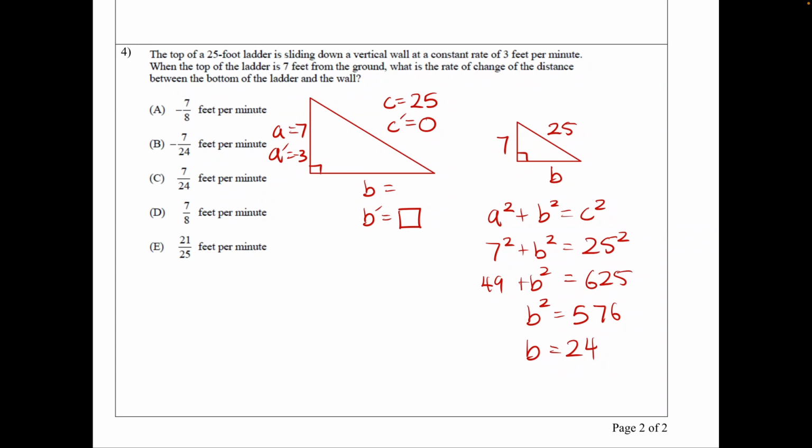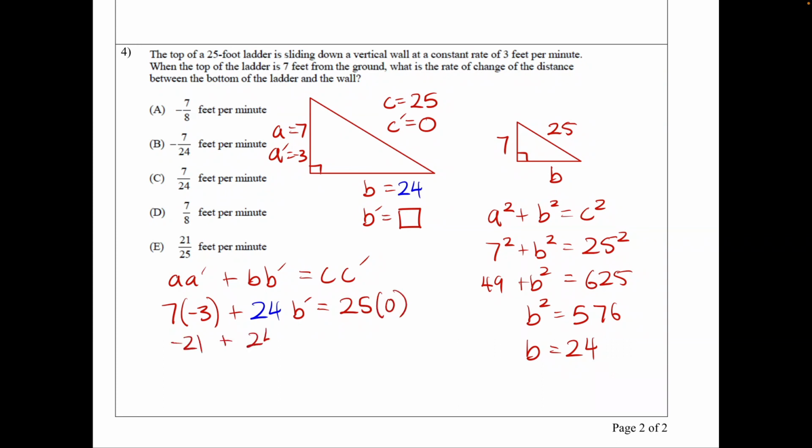So B is 24. We can come back here and say, okay, found our 24. And then I can plug into this A A prime plus B B prime is equal to C C prime. We have 7 times negative 3 plus 24 times the B prime that we don't know, and that's equal to 25 times 0. So it's going to be negative 21 plus 24 B prime is equal to 0. Adding 21 on both sides gives us 24 B prime is equal to 21. Dividing both sides by 24 gives us B prime is equal to 21 over 24.